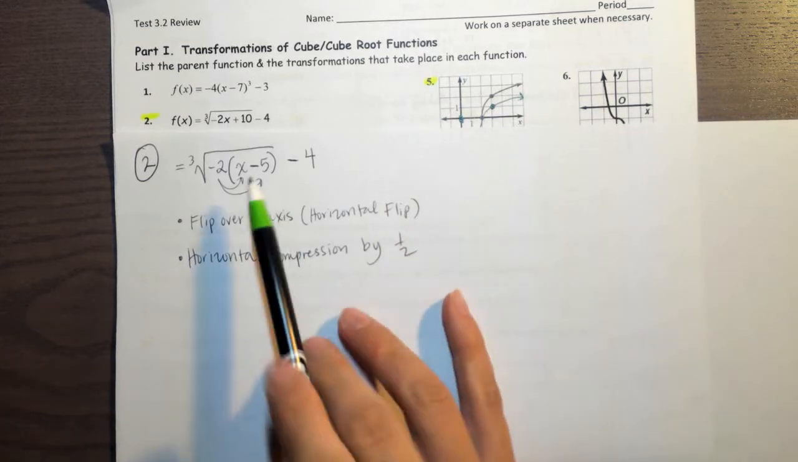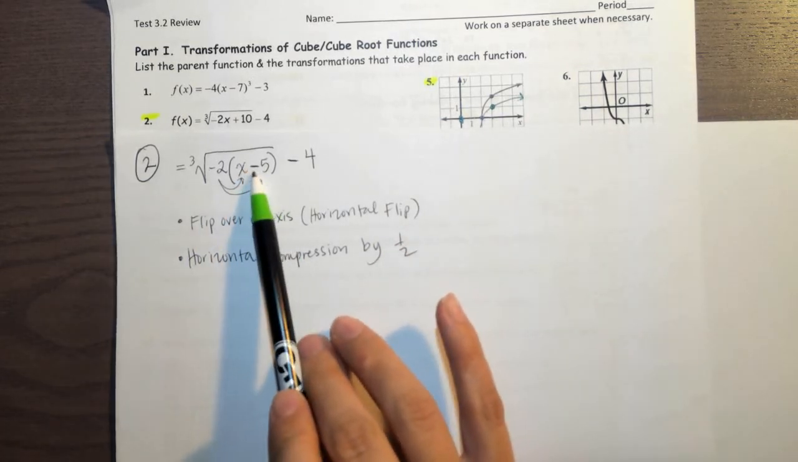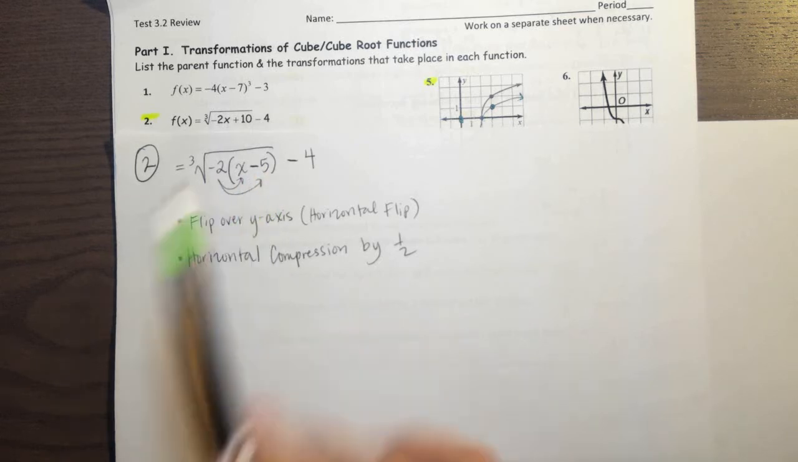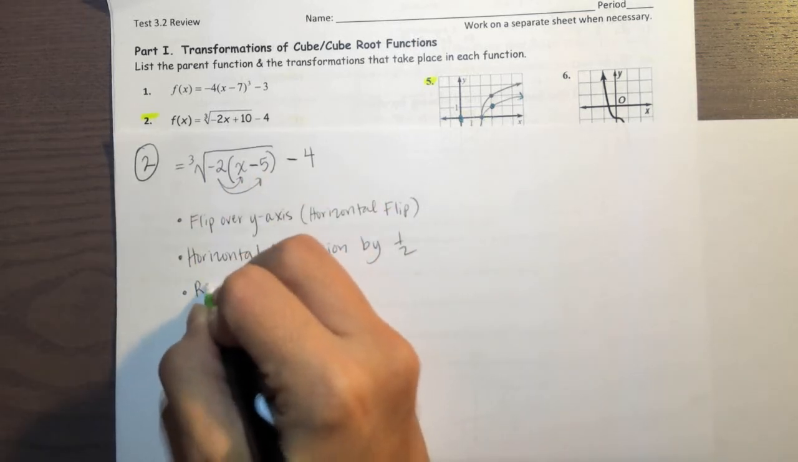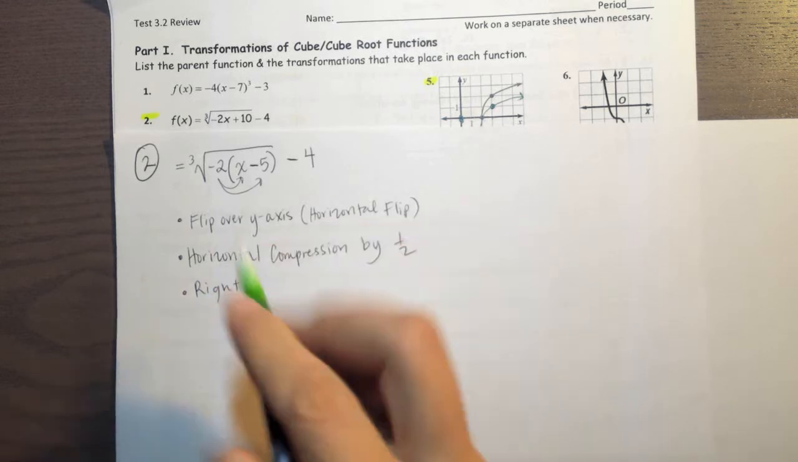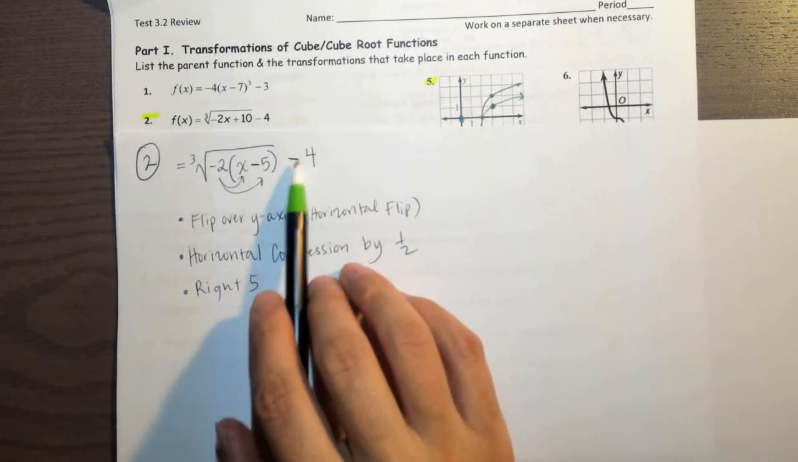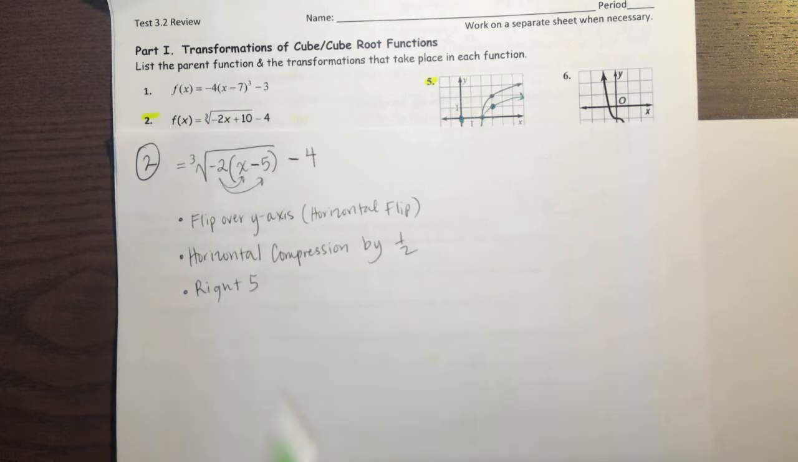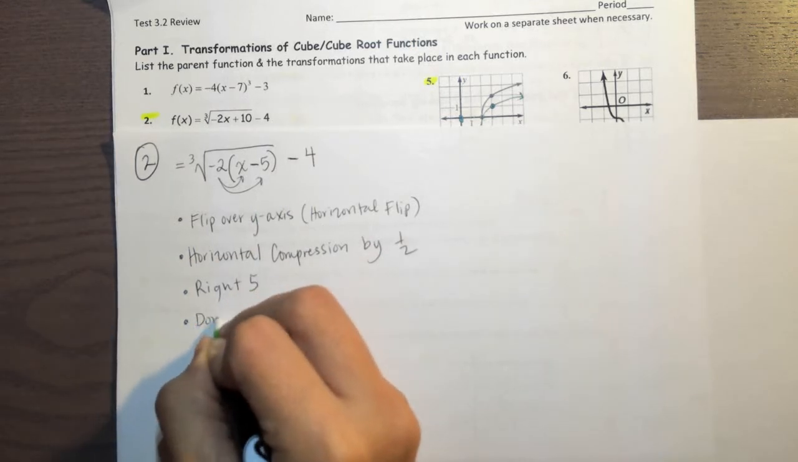Okay, and then here this is going to be your left or right. It looks like it goes left, but it's actually right 5. Right here we're outside, so if we're outside, that's vertical land, and everything is what it says. It's going to be down 4.